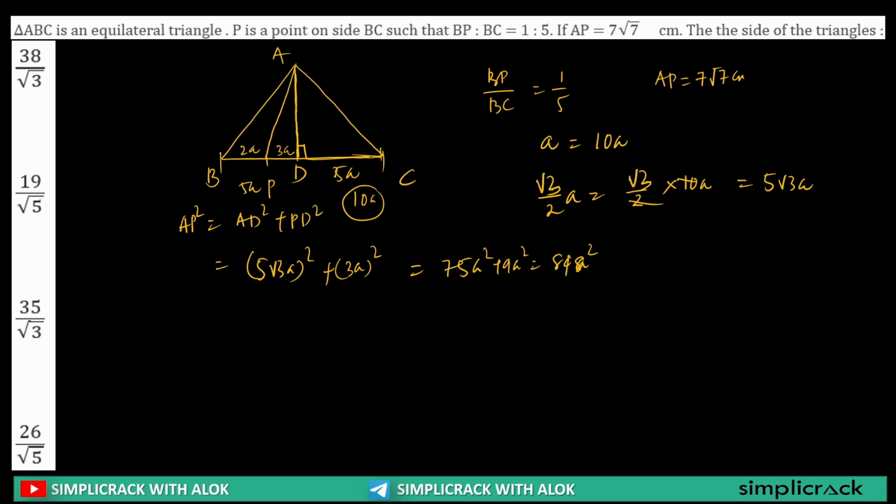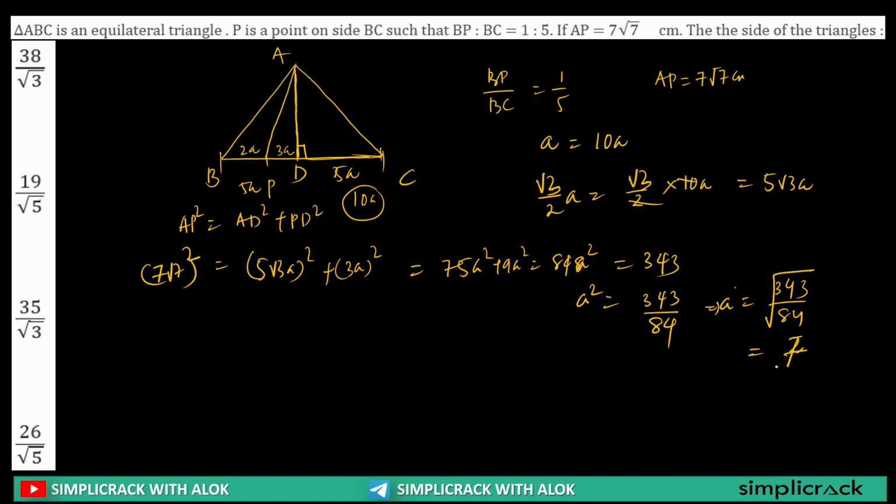Right? Correct, sir. Now 84a square is equal to what? AP square, that is 7 root 7 square. 7 root 7 square is equal to what? 343. So a square is equal to what? 343 divided by 84. So a is equal to square root of 343 divided by 84. And if you solve it, you will get somewhere around 7 by 2 root 3.